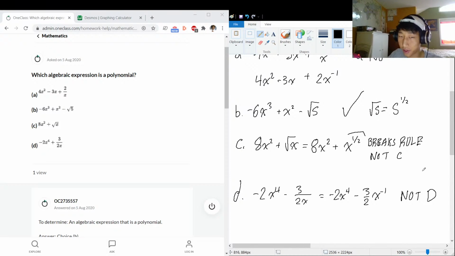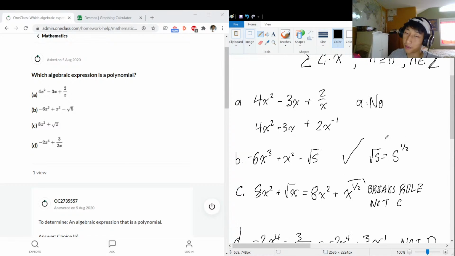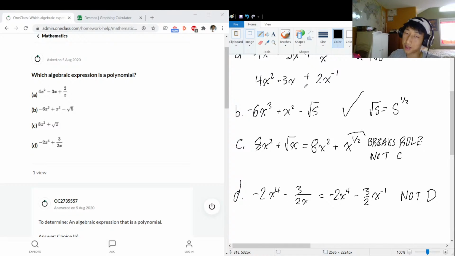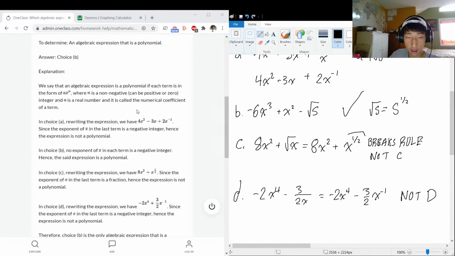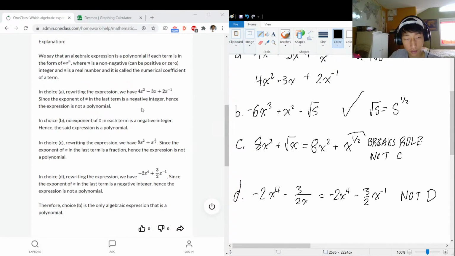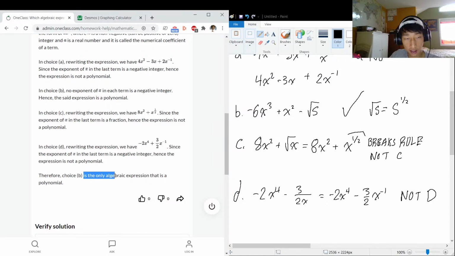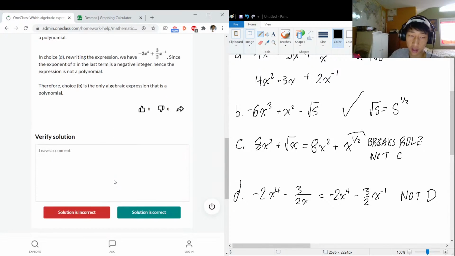So the only thing that didn't break the rule, that's B. And I guess it wasn't entirely necessary for us to prove that C and D are rule breakers, but if we see that A, C, and D are rule breakers and B is the only one that's not, that means the answer has got to be B. Big B. And yep, they say B is the only one that is a polynomial, so we can confirm that this question is good.